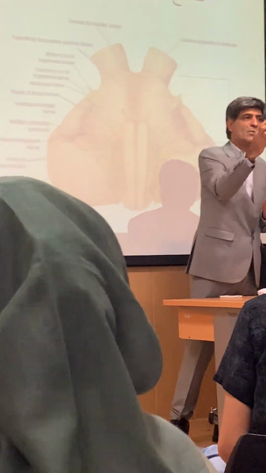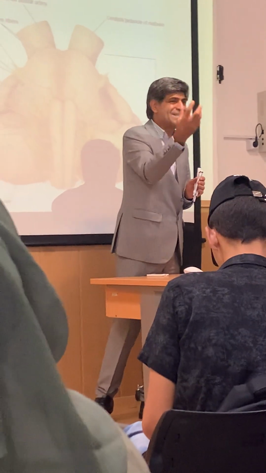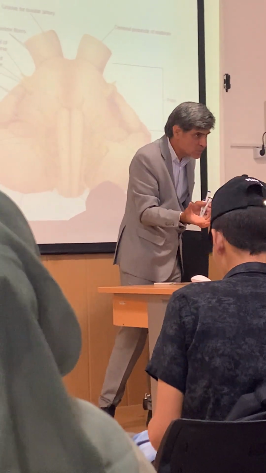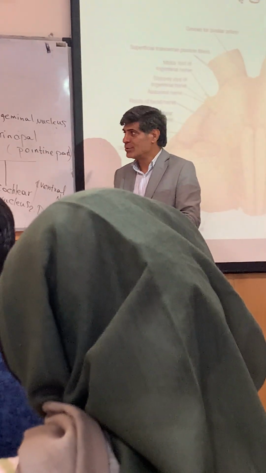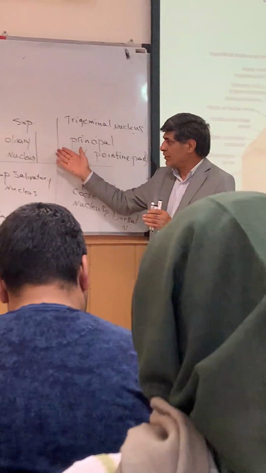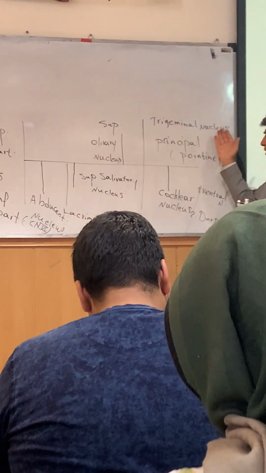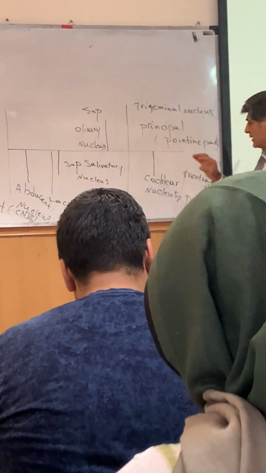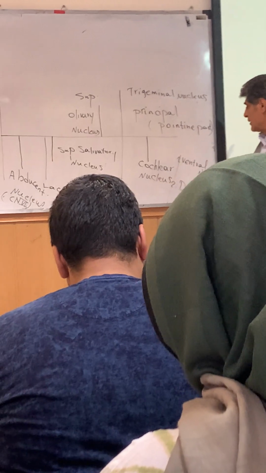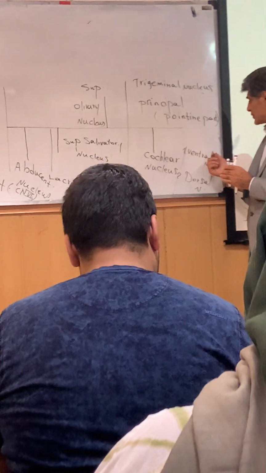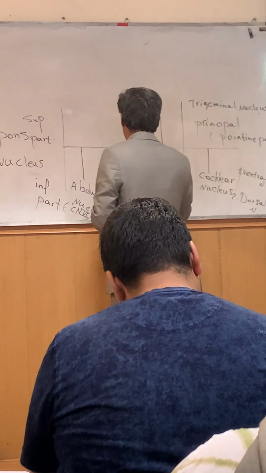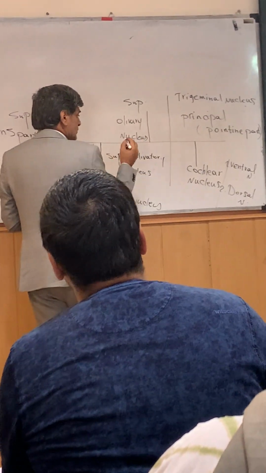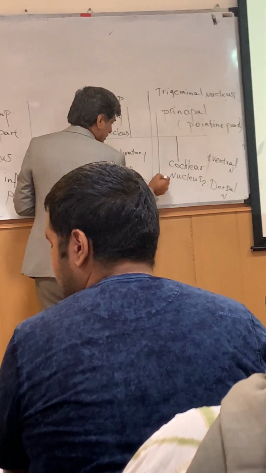Structures of the pons: it consists of nuclei, upper part and lower part. Okay? Superior olivary nucleus, trigeminal nucleus, principal part, and cochlear, which contains two nuclei, ventral and dorsal, and another nucleus, reticular.